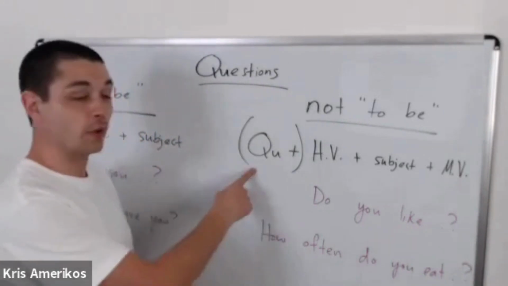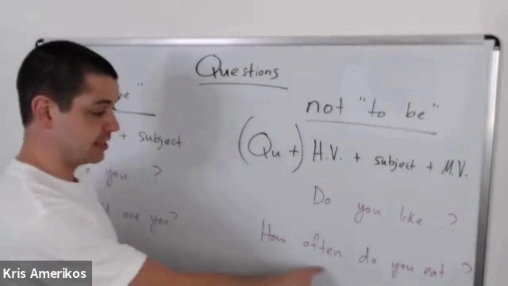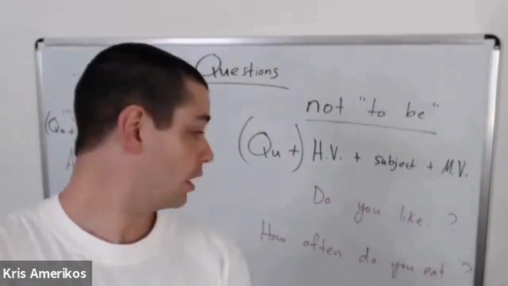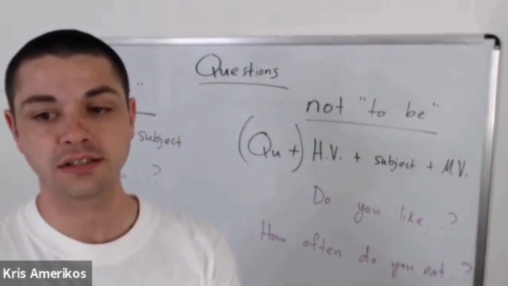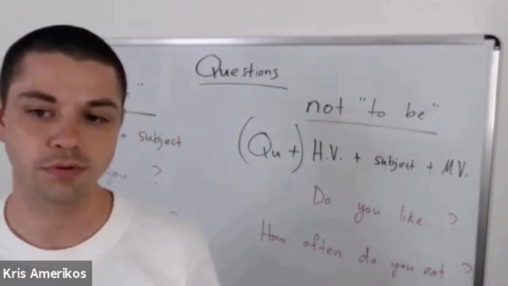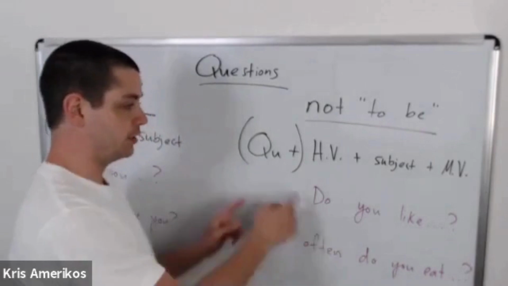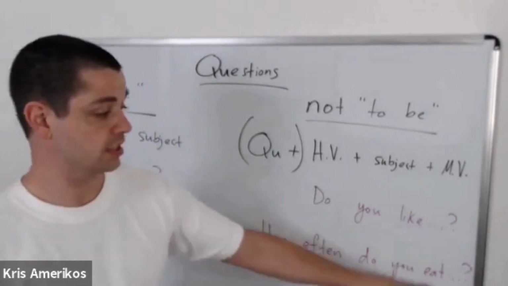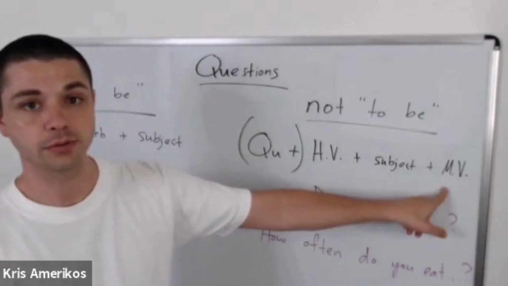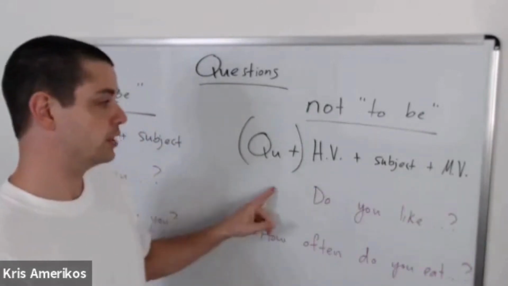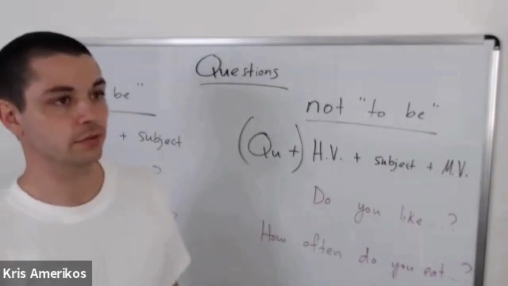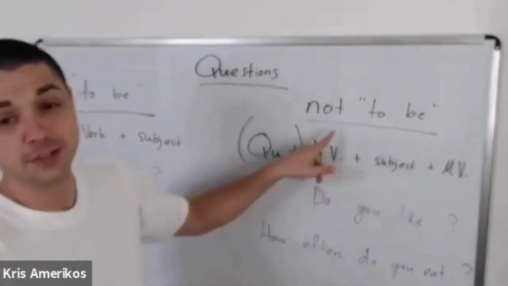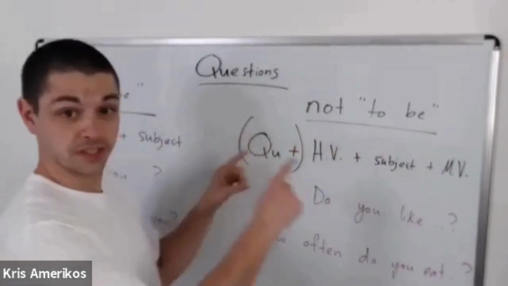And we can also have a question word or phrase. Like here we say, how often? How often do you eat pizza, for example? How often, question word, do, helping verb, you, subject, eat, main verb. Right? Question, helping verb, subject, main verb. So every other verb that is not to be, it works like this.